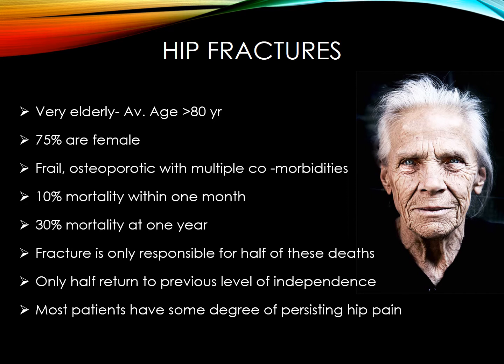and a 30% mortality in the first year. And although one can treat these very appropriately, only about half return to their previous level of independence, and most patients have some persisting hip pain. So a lot of these patients who may have been independent before suddenly find that they require a lot of assistance. Some have to go into care homes. Those in care homes looking after themselves sometimes need more care. So it's a big problem.